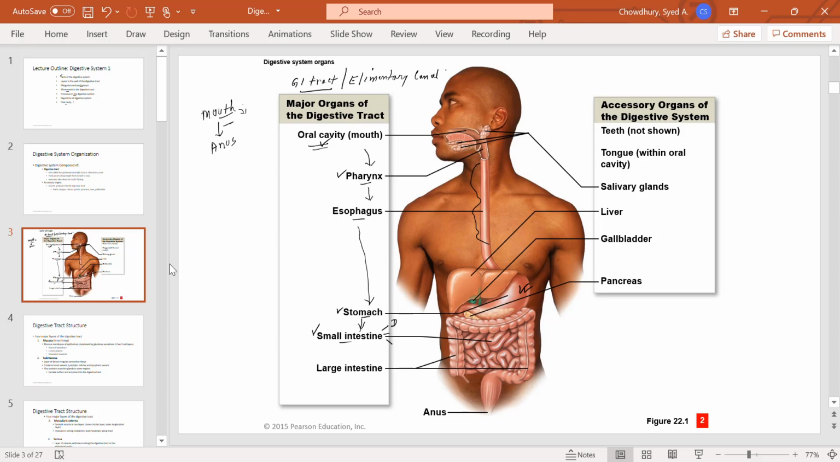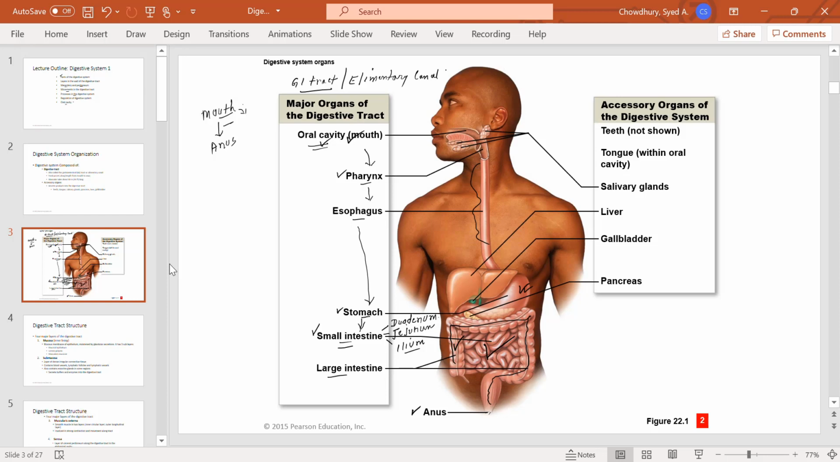Duodenum is the first short part, and then jejunum and ileum. So those are the three parts of the small intestine. And then the tube gets wider again and becomes the large intestine. So this is the small intestine here, and this is the large intestine. And then the last part is the anus. So from the mouth or oral cavity all the way to the anus is the GI tract or gastrointestinal tract or digestive tract.